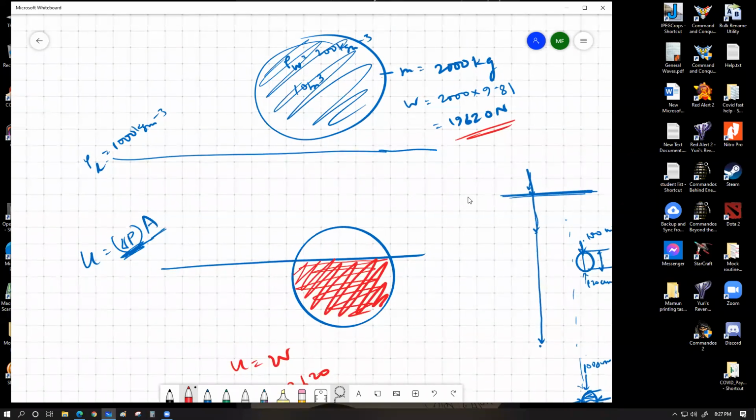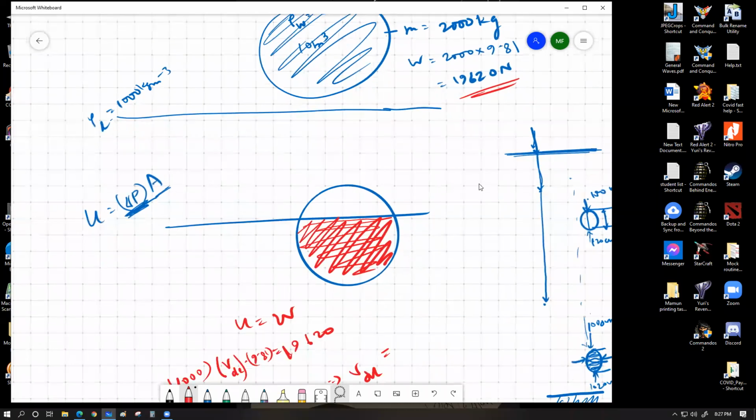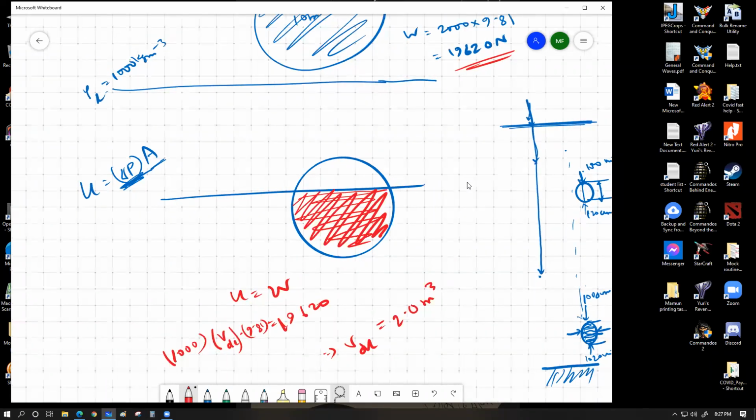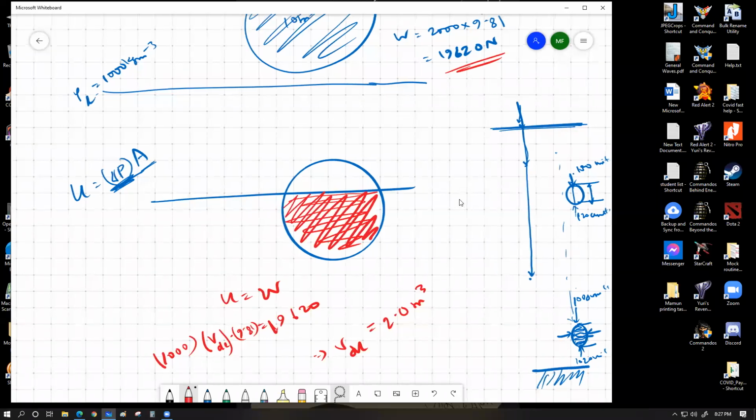I am getting 2, sir. I didn't put a 1, I wrote 91. This is going to be 2.0 meter cube. We're trying to calculate volume. So this is going to be 2 meter cube.